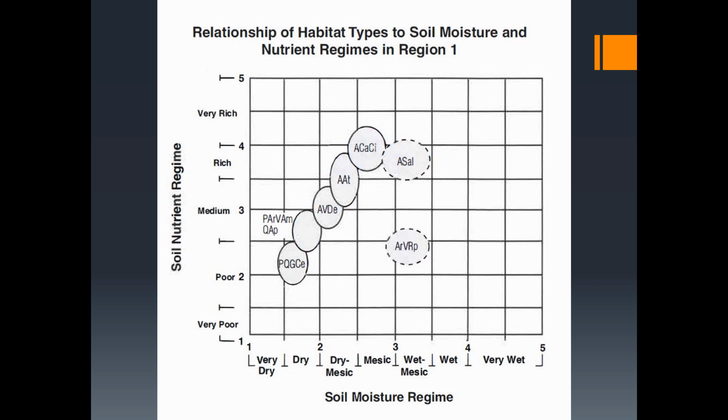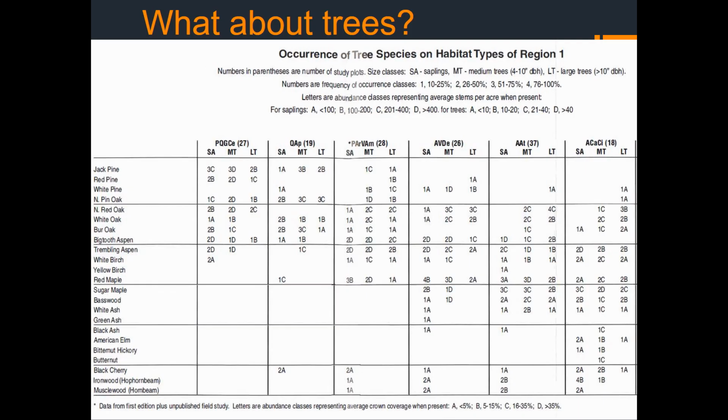And here we see the EDA Topic Grid showing where these different habitat types or these different forest types actually occur along that grid. So you can see they're representing a gradient in soil moisture and soil richness or soil nutrient regime. At this point, I hope you're wondering, but what about the trees? This is a forest classification system, but we've been completely ignoring trees up until this point.